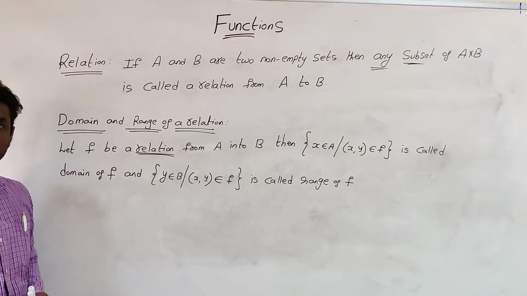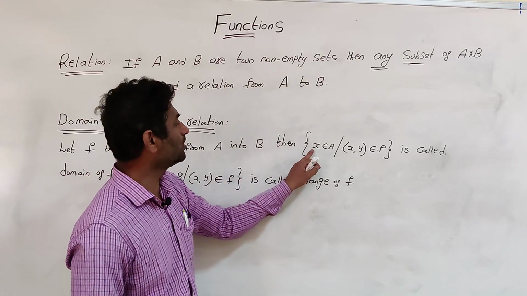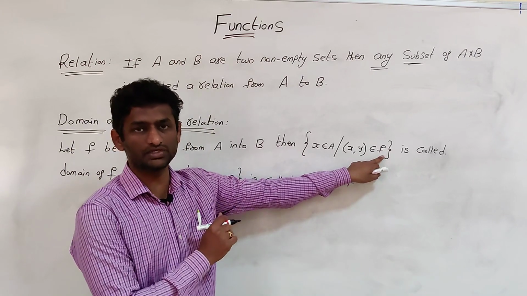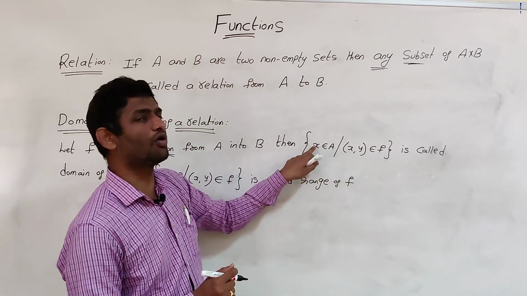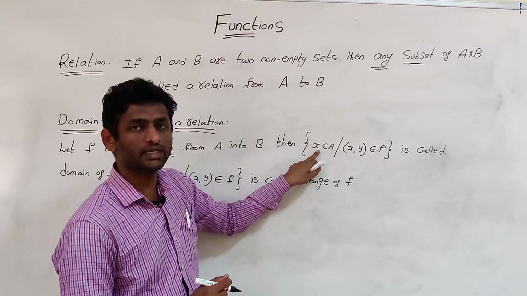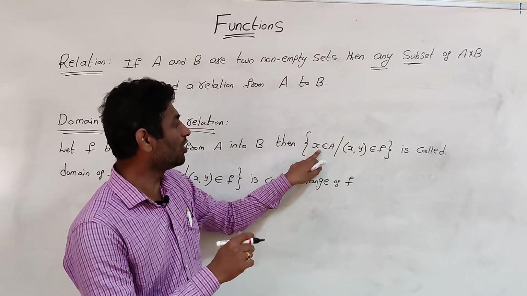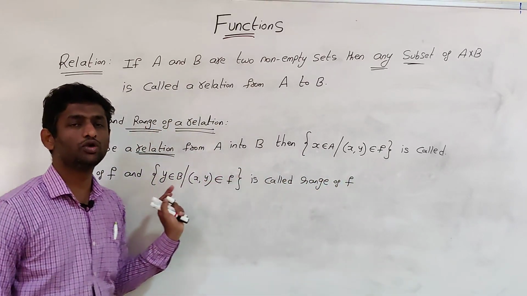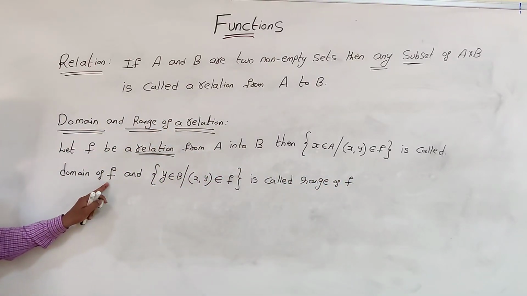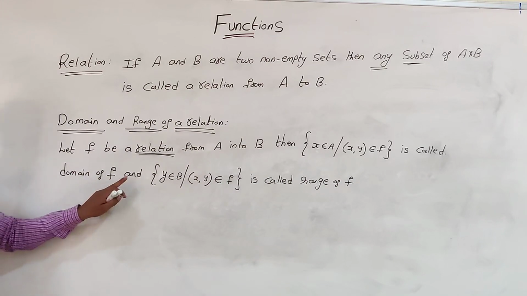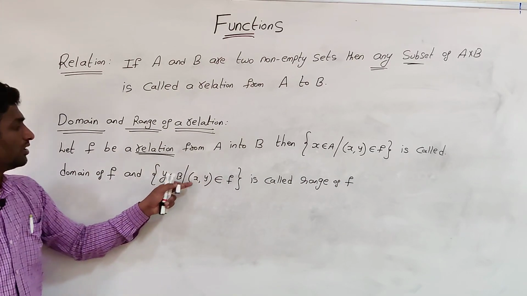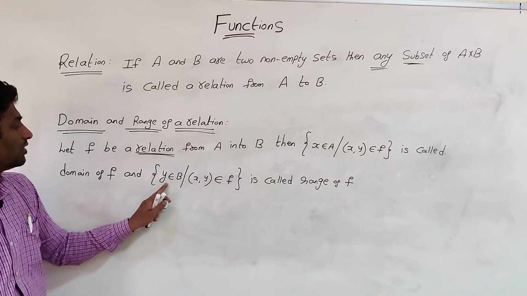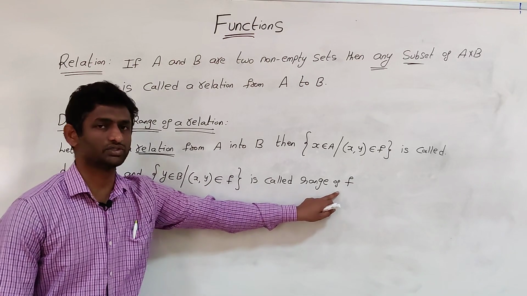If it is a relation, then the set of all x belonging to A, such that the ordered pair belongs to this relation, that is, the set of all first components of that relation, is called the domain of the function f. The set of all second components of the same relation is called the range of the function.